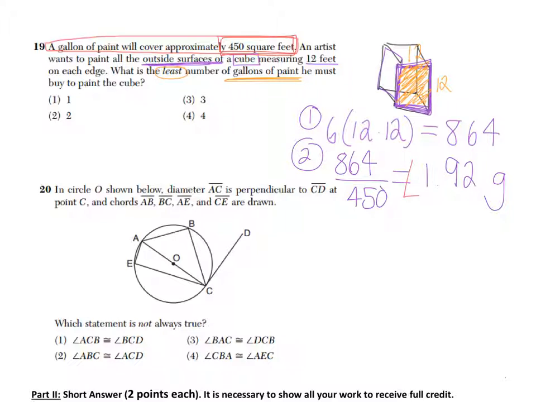Now, I can't buy 1.92 gallons of paint. They don't come in that size. But 1 gallon, if you think about this, is not going to be enough, all right? Because I need to get to that other part of the cube that I don't get. So the least number that I would be able to purchase would be 2. Yes, I'm going to have a little bit of extra paint left over, but I'd rather have extra paint than not enough paint. So that's why this answer is choice 2, not choice 1.